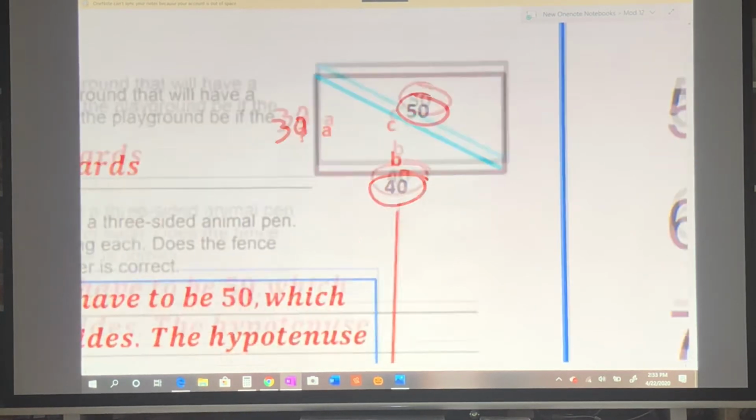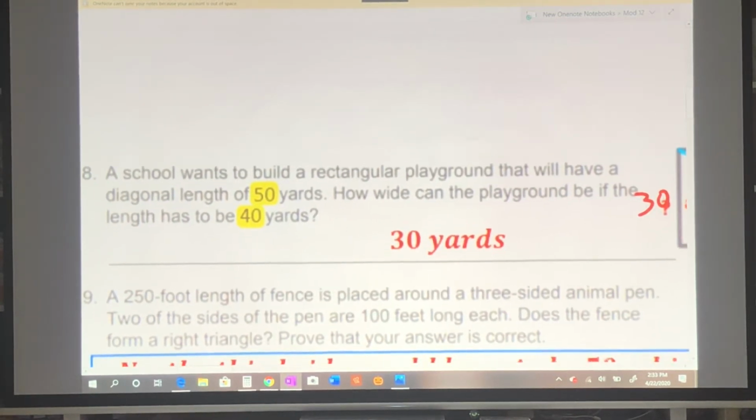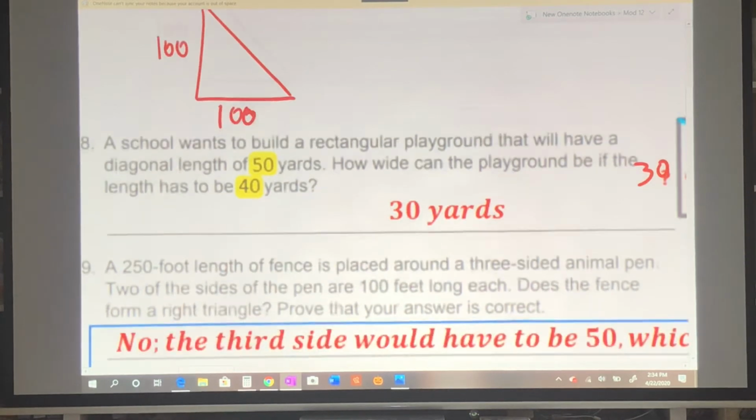All right. Let's take a look at number 9. It says, a 250-foot length of fence is placed around a three-sided, I was going to say tree, tree-sided animal pen. 2 of the sides of the pen are 100 feet long each. Does the fence form a right triangle? Prove your answer is correct. Okay. It's going to look like that. It's going to be 250 total. If that's 100 and that's 100, I think something's not going to work out here. Let's take a look.